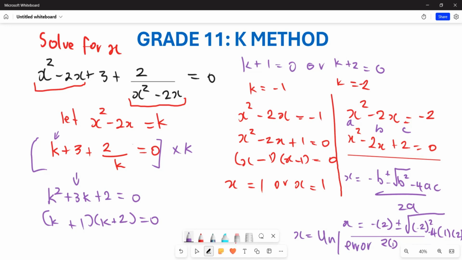So basically, your solution that you're going to have here is when your x is equal to 1, right? So basically, this is how you are going to solve these types of k methods. Okay. Now, hopefully this makes sense to you, and you're going to be in a position to solve anything and everything that has to do with the k method.